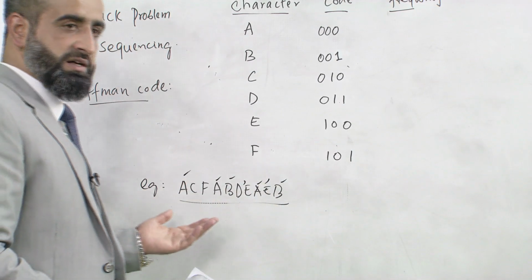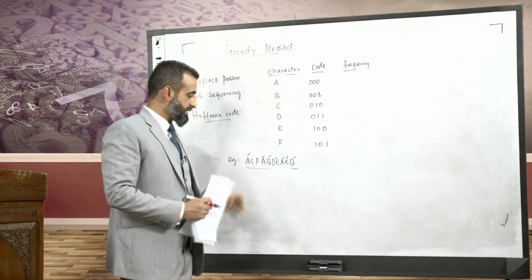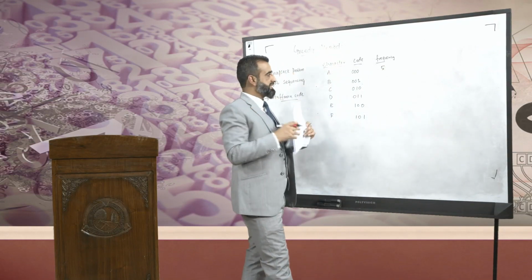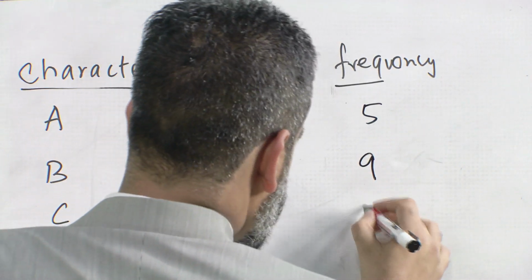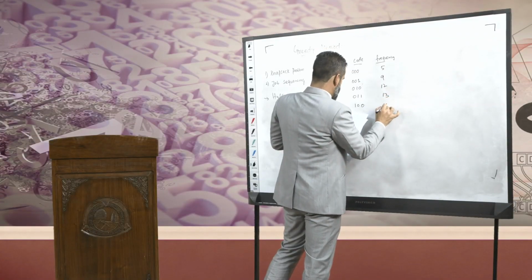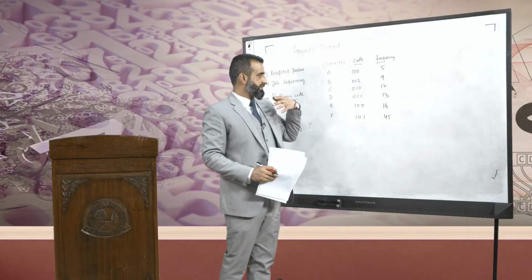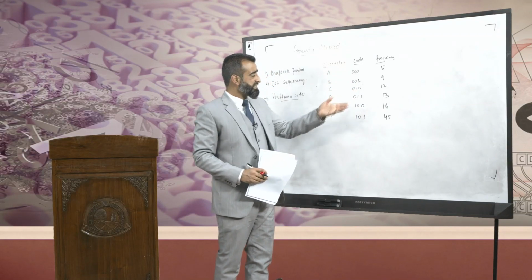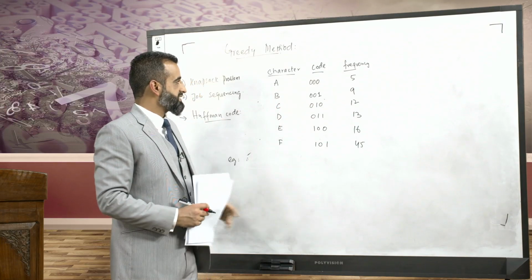Now for our example, A has a frequency of 5. That essentially means that in the message, A appears 5 times. B has a frequency of 9, C has a frequency of 12, D has a frequency of 13, E has a frequency of 16, and F has a frequency of 45. These values mean actually nothing. They are not hardcore values. You can substitute any values in these places. They are just how many times an A or a B or a C or a D figures in my text. So this is a frequency.